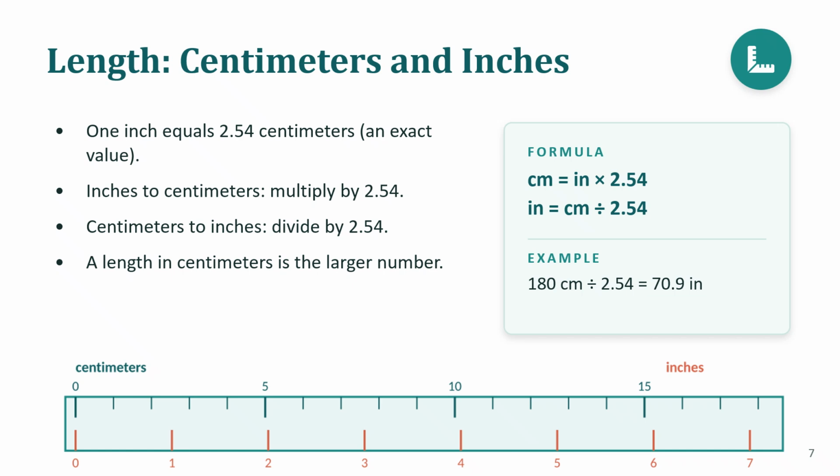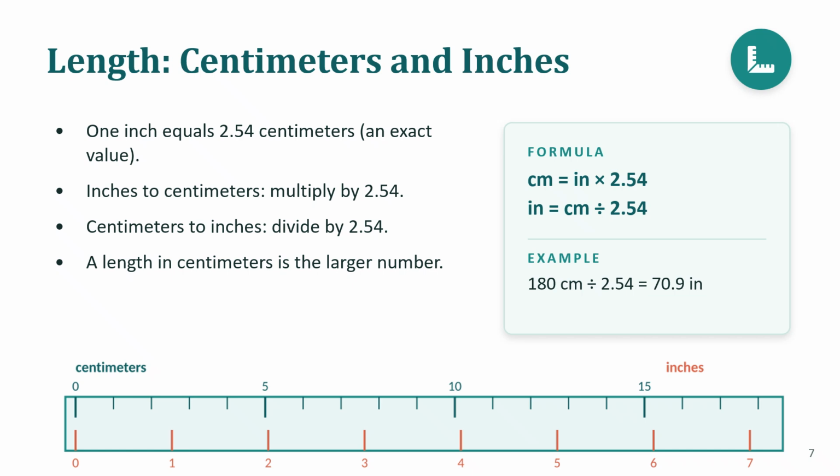Now, length. Centimeters and inches, which you'll use for height and for measuring things like wounds. The exact relationship, defined by national standards, is that 1 inch equals 2.54 centimeters. To convert inches to centimeters, multiply by 2.54. To convert centimeters to inches, divide by 2.54. As always, think about the direction.